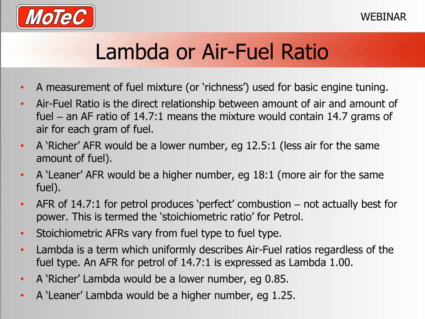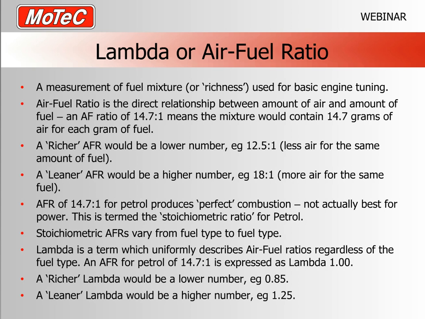Air-fuel ratio simply describes the relationship between the amount of air and the amount of fuel in our mixture. So an air-fuel ratio of 14.7 to 1 would mean that we have 14.7 grams of air for every gram of fuel. That air-fuel ratio is an indication of what the mixture is. Now, 14.7 to 1 is what we call stoichiometric, and that is the mixture required for perfect combustion. It doesn't actually produce the best power, and that's why we need to be able to measure different air-fuel ratios.